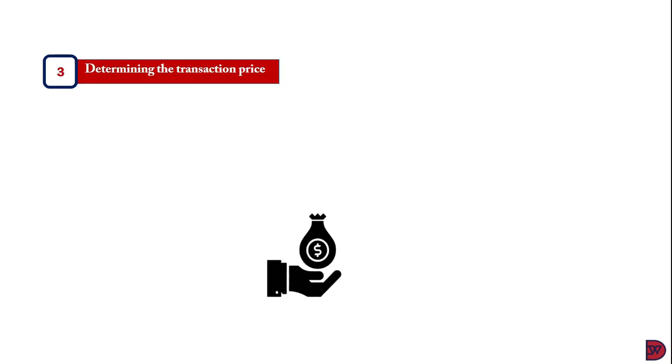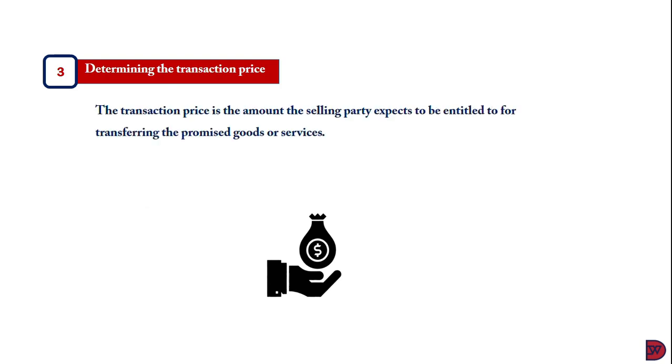The third step in identifying the revenue is the determination of the transaction price. Now, the transaction price is the amount the selling party expects to be entitled to for transferring the promised goods or services to the customer. The transaction price is affected by significant financing components. So the transaction price must reflect the value at the date of transfer of the promised goods or services.